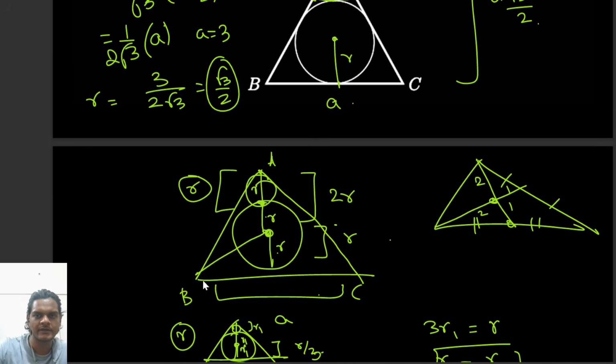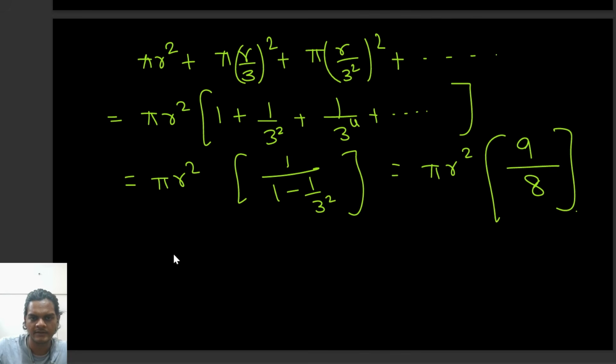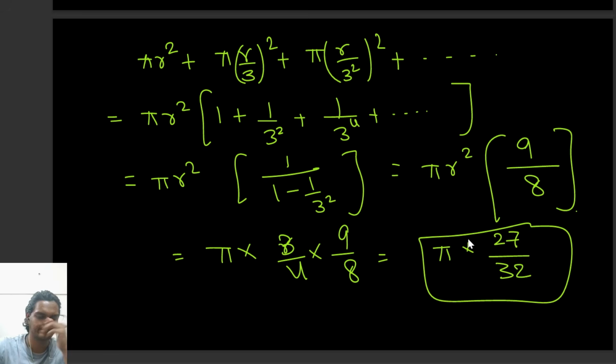So r square is 3 by 4. All right. So what does that make our answer? That will be pi into 3 by 4 into 9 by 8. So this is a huge thing. Pi into 9 threes are 27 by 32. Yeah, that's it.